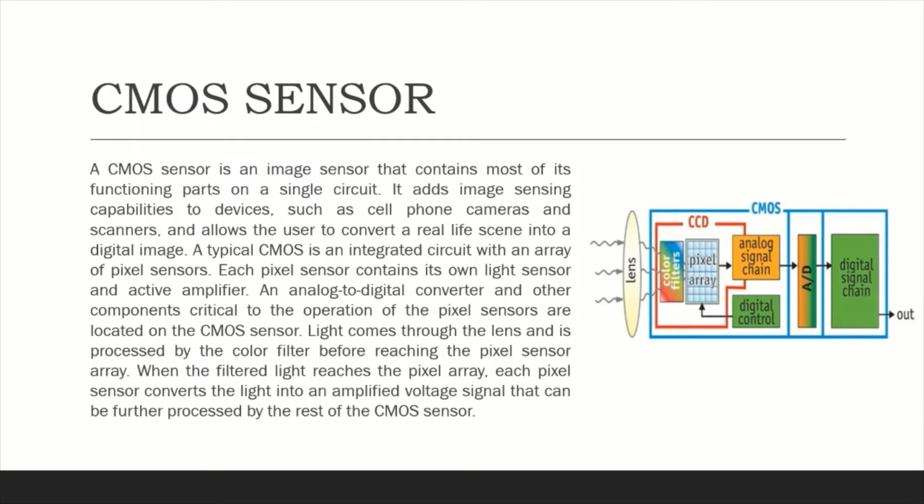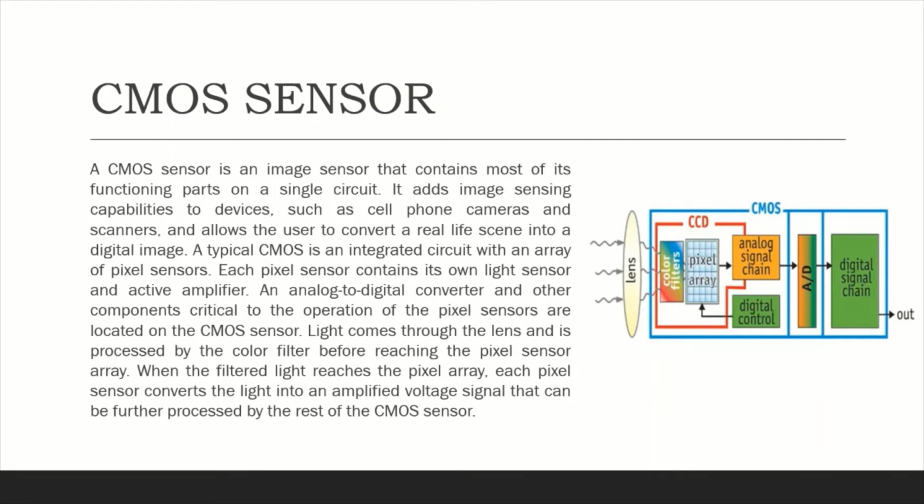A typical CMOS is an integrated circuit with an array of pixel sensors. Each pixel sensor contains its own light sensors and active amplifier. An analog-to-digital converter and other components critical to the operation of the pixel sensors are located on the CMOS sensor. Light comes to the lens and is processed by the color filter before reaching the pixel sensor array. When the filtered light reaches the pixel array, each pixel sensor converts the light into an amplified voltage signal that can be further processed by the rest of the CMOS sensor.